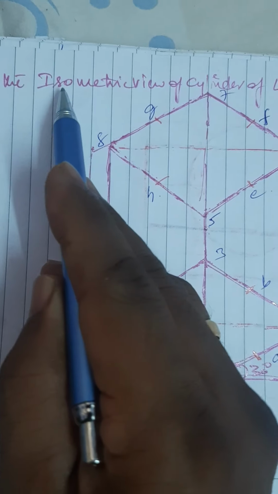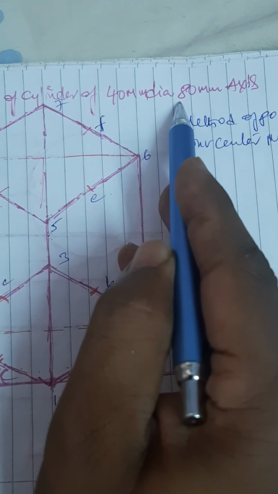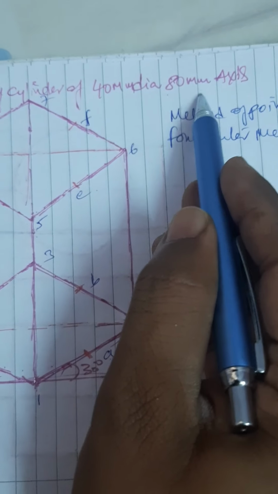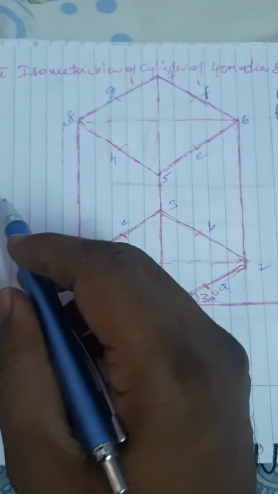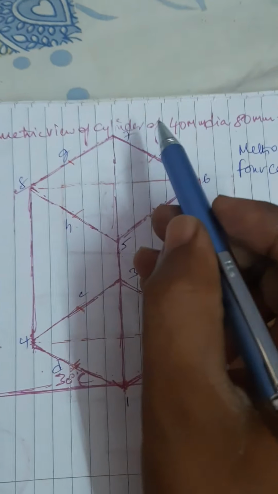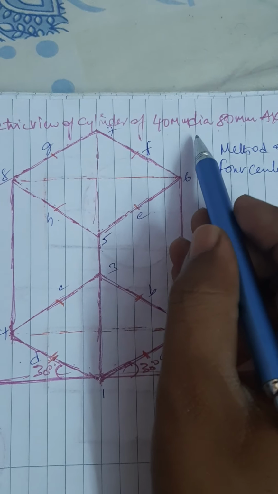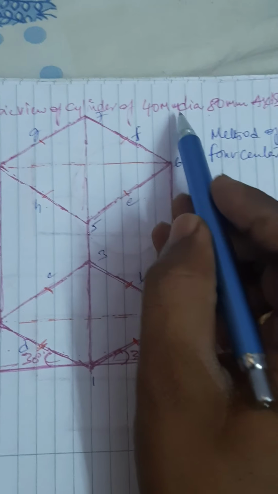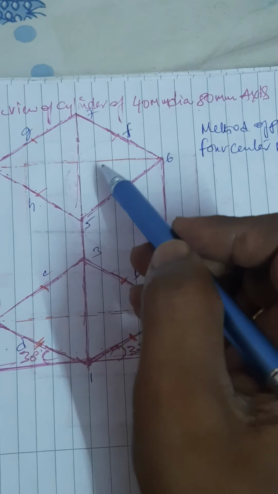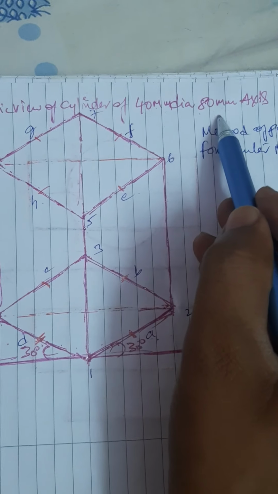Now I am going to explain how to draw the isometric view of a cylinder with 40 into 80 dimensions: 40 as diameter and 80 as axis length. So first we need to construct one solid with these dimensions. Solid means a square prism with 40 into 80.